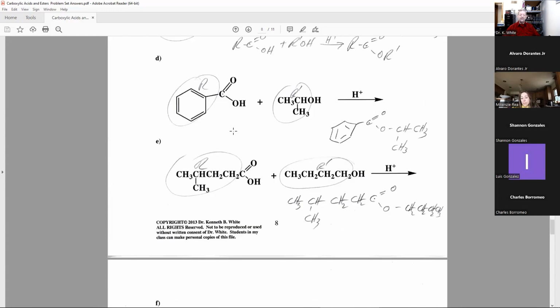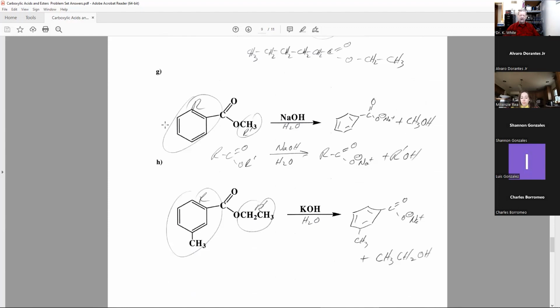If we look at D, a benzene ring is not going to react with an alcohol and acid, but a carboxylic acid will. Notice the isopropyl alcohol: the hydroxyl group is on carbon 2, the middle carbon. Therefore, the ester oxygen is bonded to the middle carbon. The benzene ring comes along for the ride.